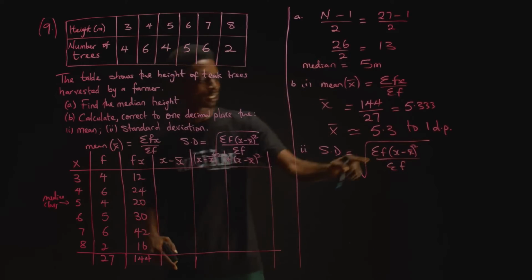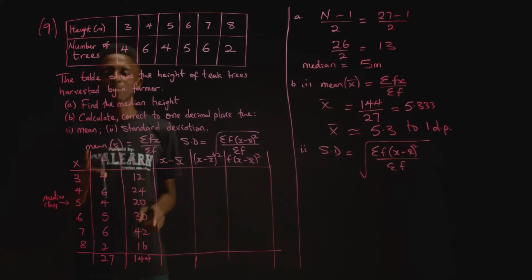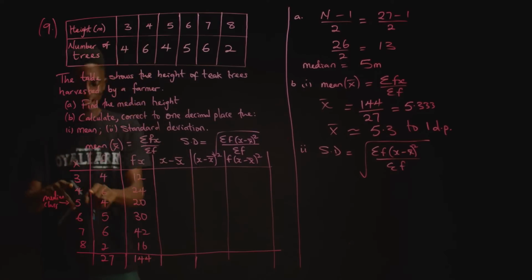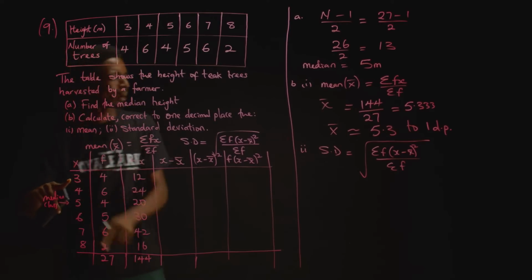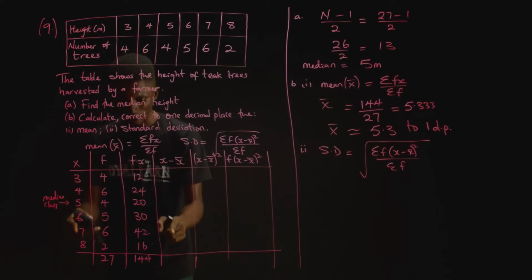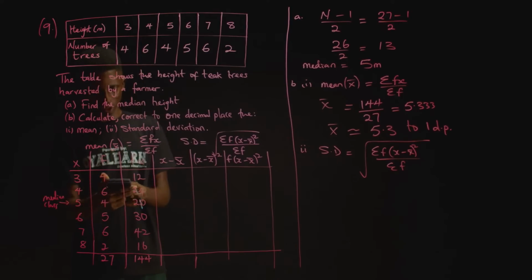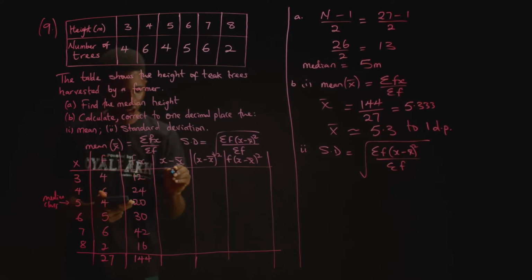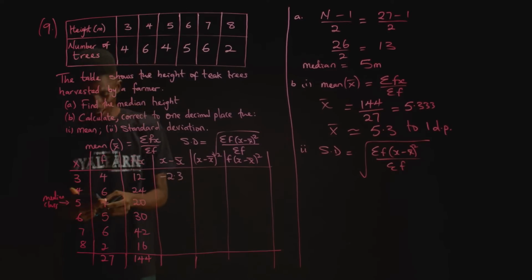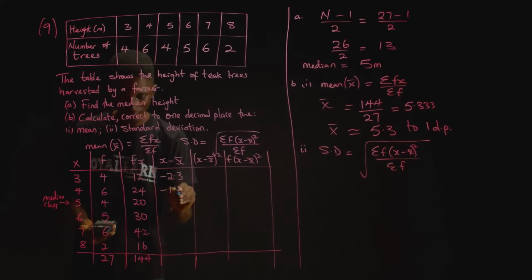So let's find all these other values. We come here and look for x minus x bar. What does this mean? The x here is 3. So we say 3 minus our x bar, which is 5.3. And then we go on like that until we are done with this. So we start with the first one. 3 minus 5.3 would give us minus 2.3. Then we go on. 4 minus 5.3 will give us minus 1.3.